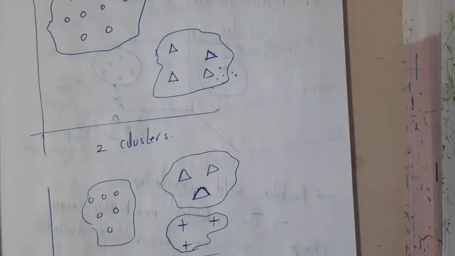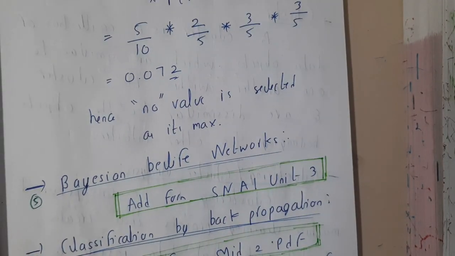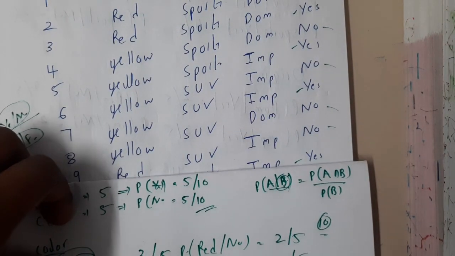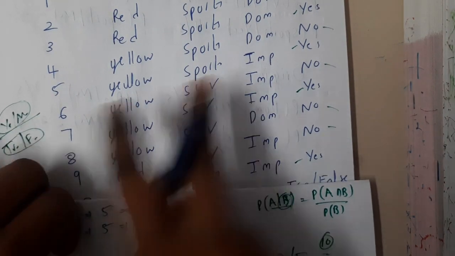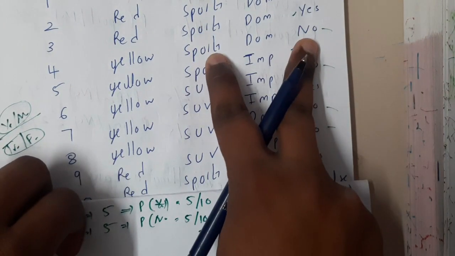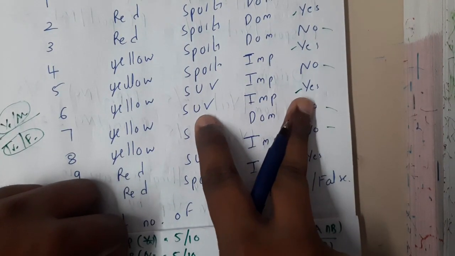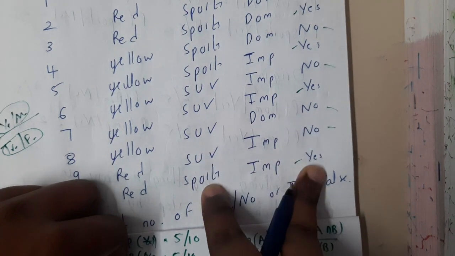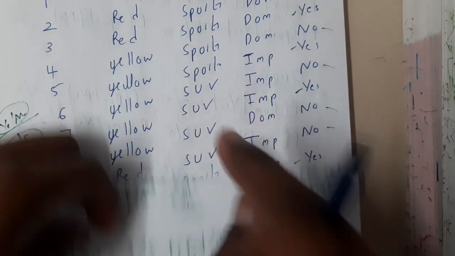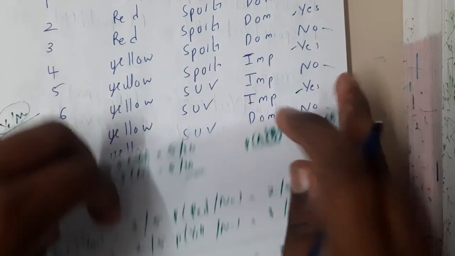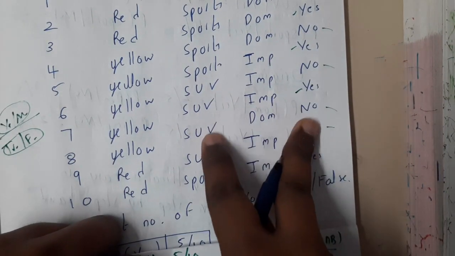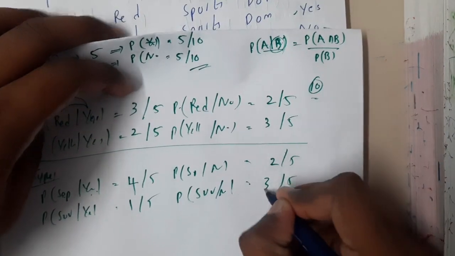Let me check. Yes, it's correct. Let us continue. Sports with no: 1, 2. Only 2. Done. Now SUV with yes: only 1. Let me write it. SUV with no: 1, 2, 3. Okay.